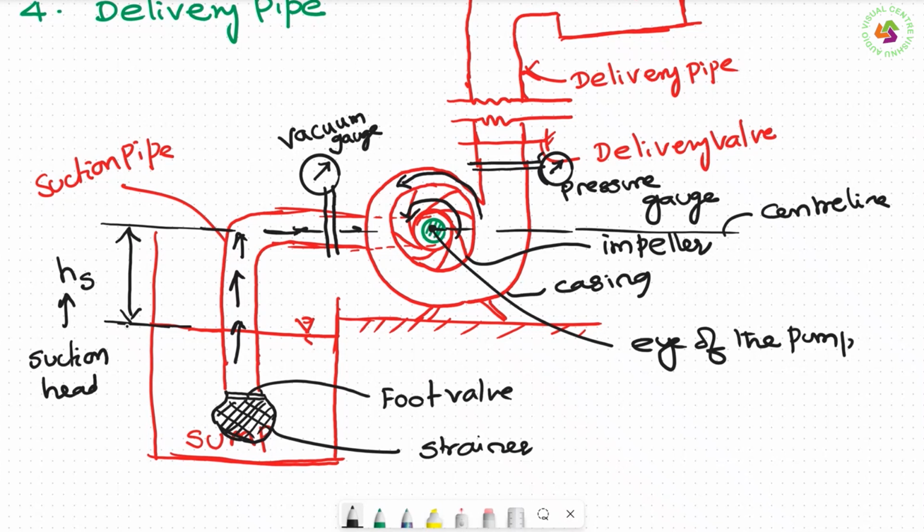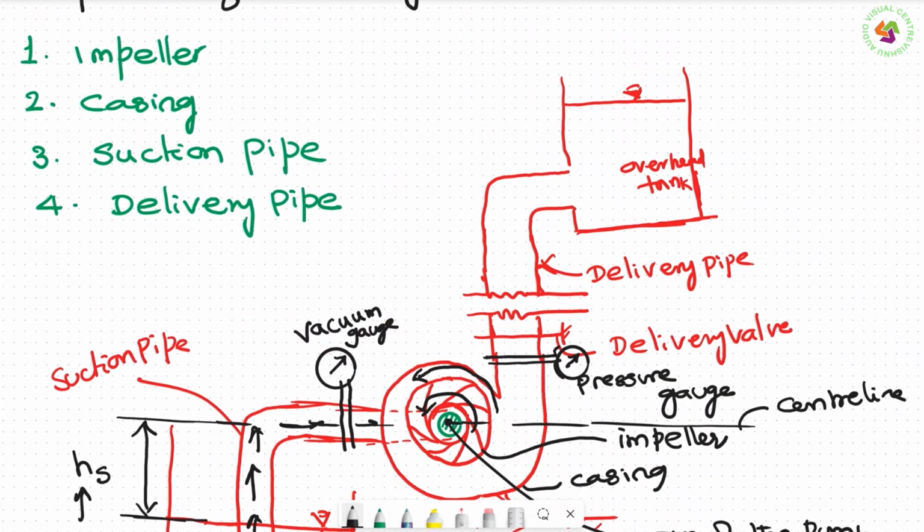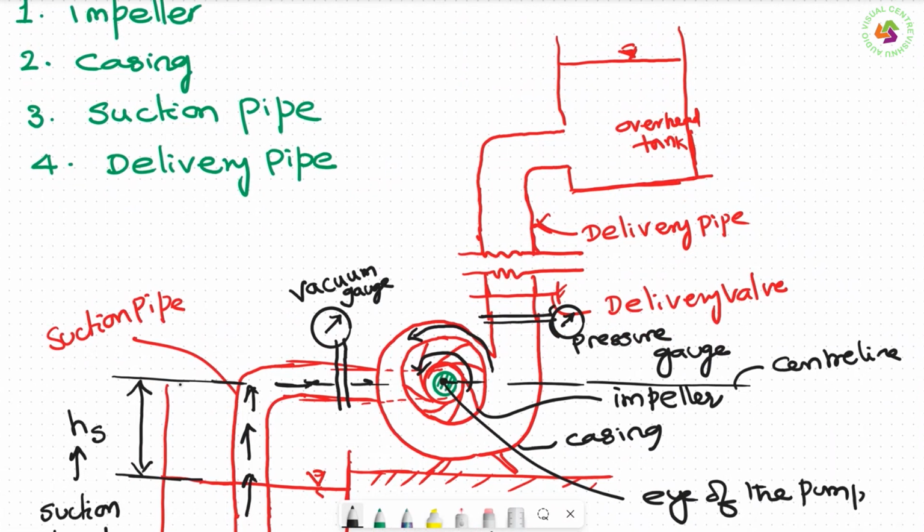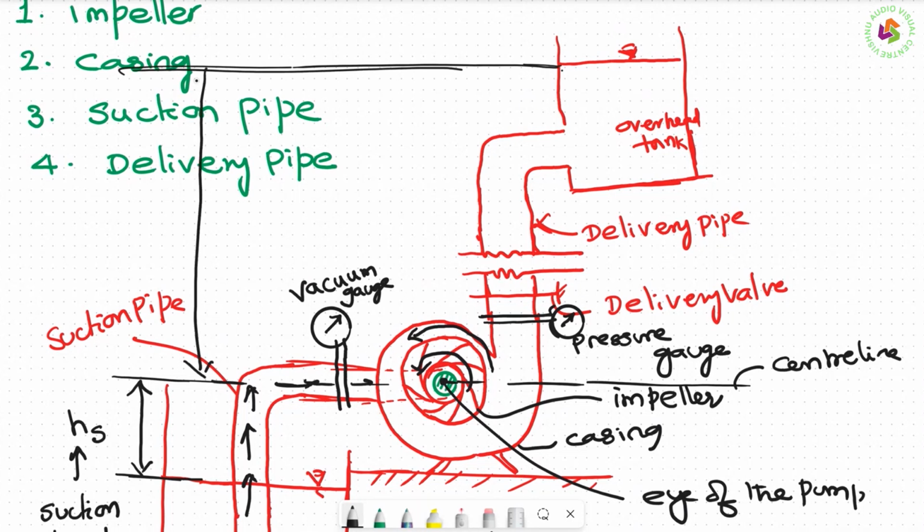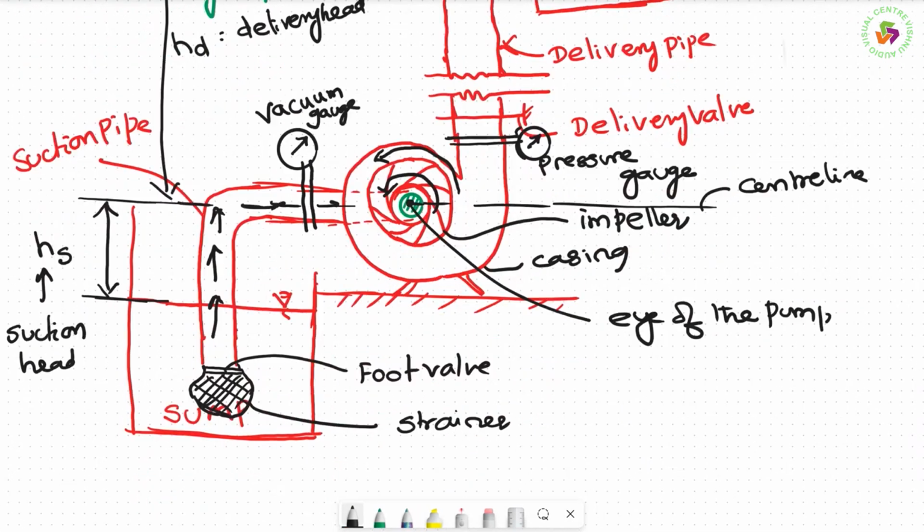What is suction head? Suction head is nothing but the height from the water level in the sump to the center line of the pump. Again, from the center line of the pump to the water level in the overhead tank, this is called delivery head. From the center line of the pump to the water level in the overhead tank.